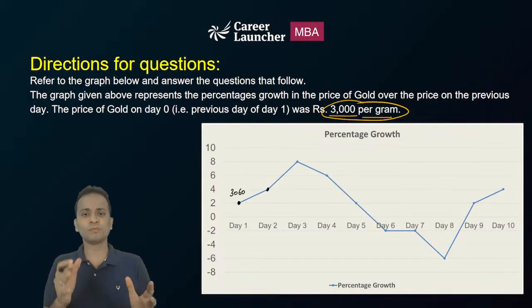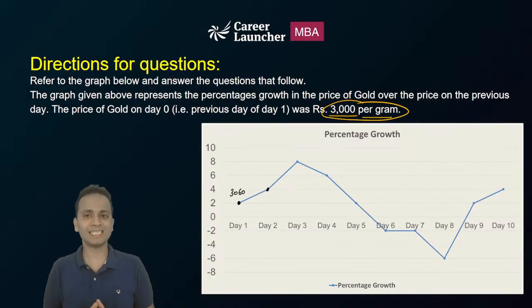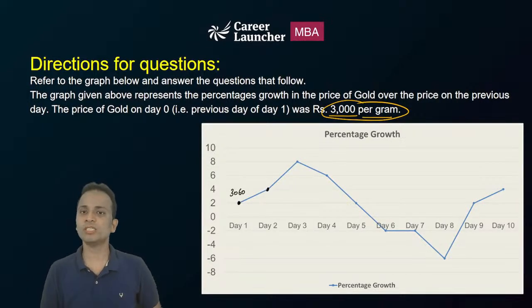So it gives you the percentage growth in the price of gold over the previous day for the 10 days. So 10 days of data is given, and you are also given the price on the 0th day, which is rupees 3000 per gram. All right, so the data is simple and straightforward, nothing complex about it. Let's have a look at the questions.